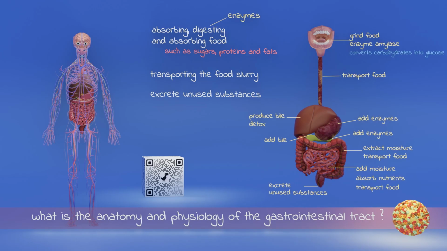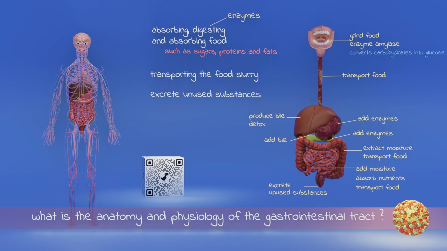The stomach mixes food with gastric juice containing hydrochloric acid and enzymes. An enzyme, for example, is pepsin to digest proteins. The hydrochloric acid provides an acidic environment, which is essential for the activation of pepsin and the killing of microorganisms. The small intestine consists of 3 parts.